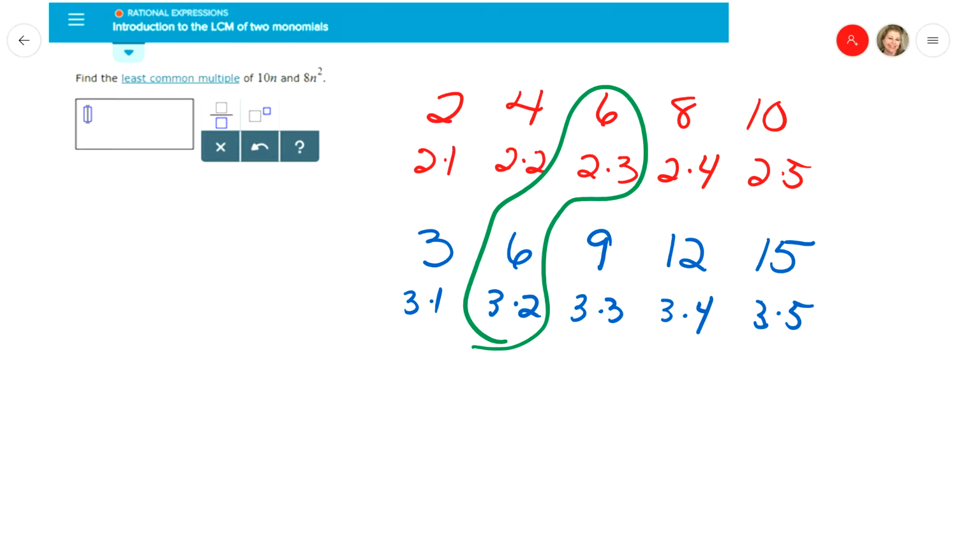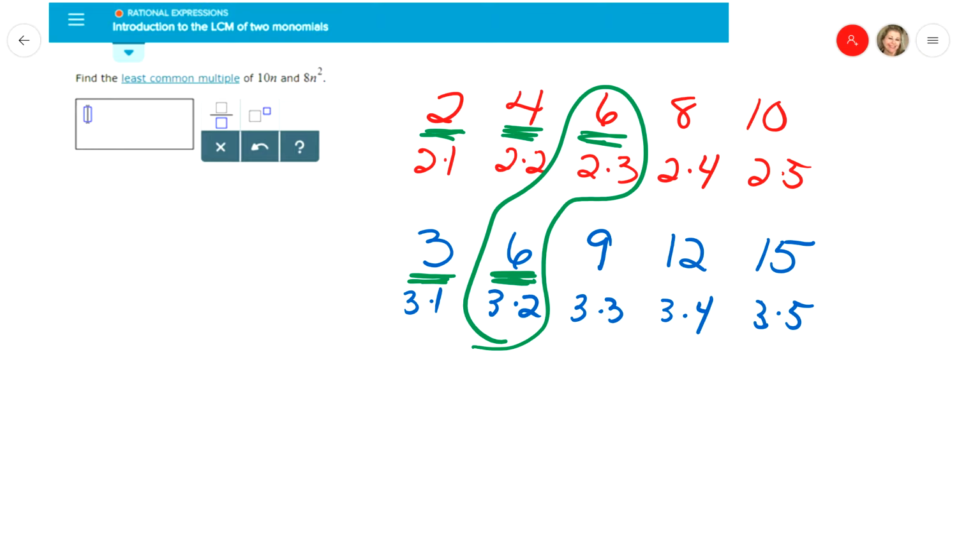So the smallest multiple of 2 would be 2, and the smallest multiple of 3 would be 3. Then the next one is 4. And then 6, and that's the next one for 3 also. So right there, the 6 is a number that is common to both. It is a common multiple of both 2 and 3, and it is the least.